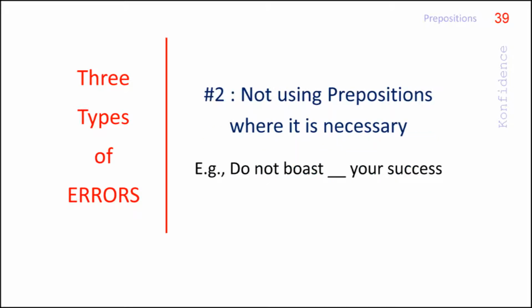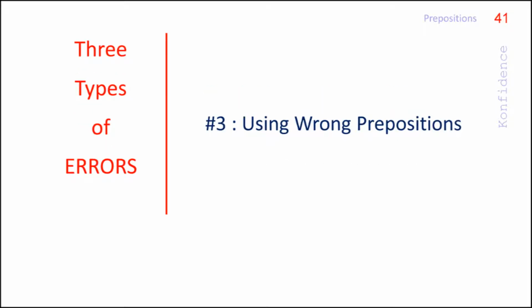Look at the second sentence. We can see a blank in that sentence. A preposition is required there. Without a preposition, the meaning of the sentence is incomplete. The preposition which should be added in that sentence is of. The sentence should be like this: do not boast of your success.